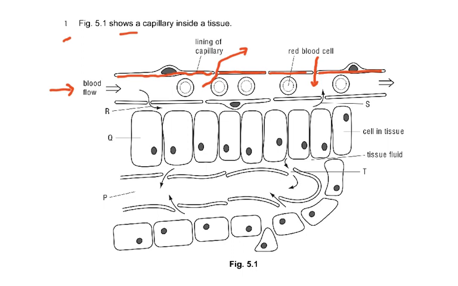So lining of the capillary, red blood cell, then we have R, Q, P, and then we have cells in the tissue, and we have this tissue fluid which is labeled, and then we have S, the arrow is going back into it, R, the arrow coming out of it. So take your time and look at it very carefully. And then let's look at the questions.